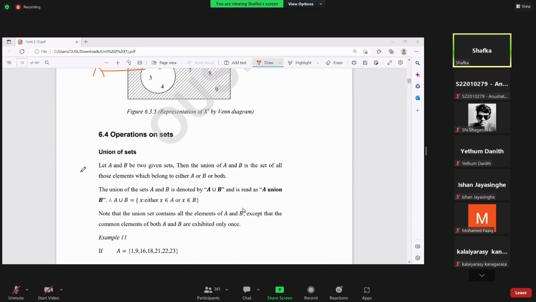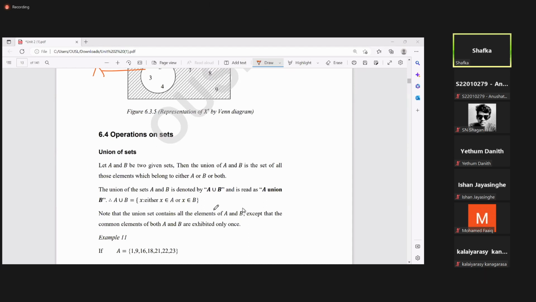If you are considering two sets, A and B, the elements in the union are either in A or in B. As the rule, you can't repeat the same element. If you are having these two sets, the phi is the intersection, so phi is the common element. So if you are writing the union set, you can't repeat this phi again and again. All the elements in A and B. Okay.